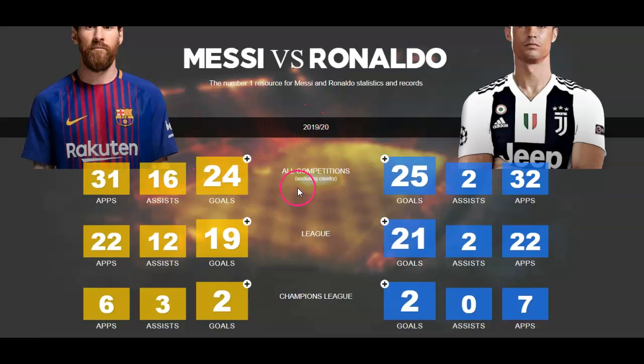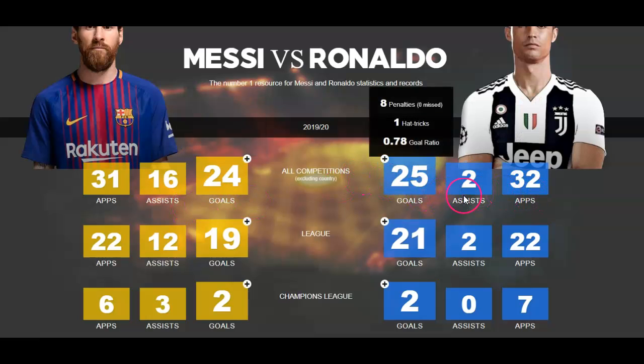So over here, we can look at all competitions. It says that Messi's had 31 appearances, 16 assists and 24 goals, right? And then Ronaldo's had 32 appearances, 25 goals and 2 assists. So he's part of how many goals total? 25 plus 2 is 27.